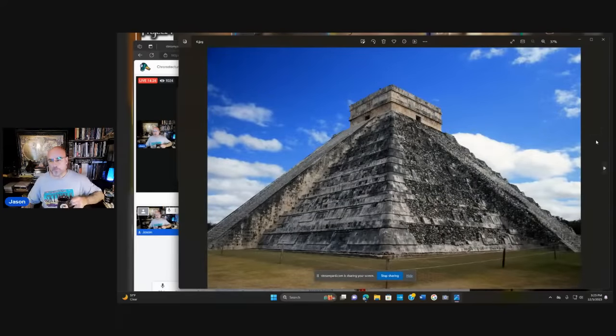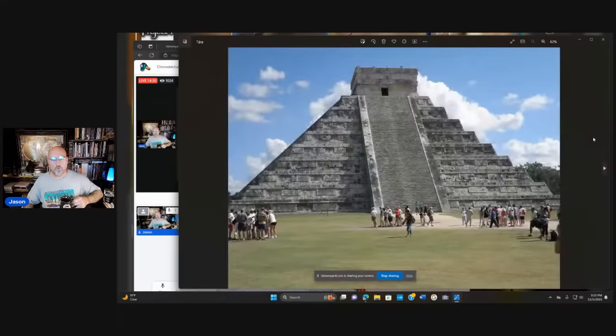This is the Mexican Pyramid. The reason I'm showing it is because I want to give credit where credit is due. In North, Central and South America, we do have pyramids, but there's a fundamental difference. In fact, there are several fundamental differences. Look at this pyramid. It's beautiful.